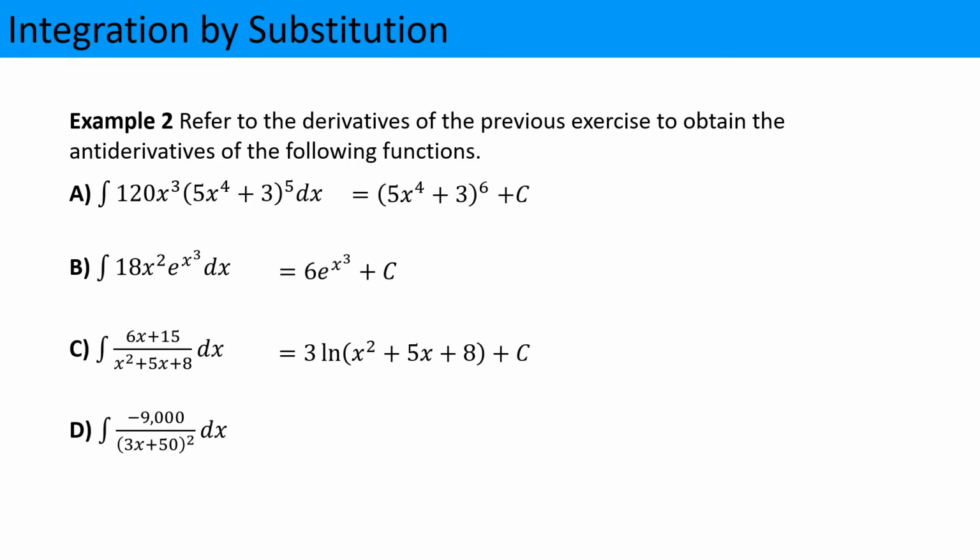And finally, one more. The integral of negative 9,000 divided by the quantity 3x plus 50 squared dx. Again, what function do you need to take the derivative of to get negative 9,000 over the quantity 3x plus 50 squared? Well, we took the derivative of 3,000 divided by 3x plus 50, plus c, and got the expression negative 9,000 divided by 3x plus 50 quantity squared.